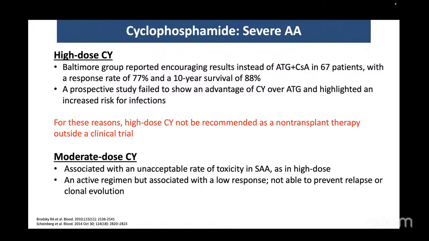Cyclophosphamide in severe aplastic anemia. This was tried by the Baltimore group, but this particular cyclophosphamide has had tremendous infective complications, and thus it is not accepted in practice by hematologists globally. Initially, they had reported some good results with ATG cyclosporin in 67 patients, with a response rate of 77% and a 10-year survival of whopping 88%. But when they added cyclophosphamide over ATG, they had a tremendously increased febrile neutropenia, and that's why it was not accepted as the therapy of choice outside of a clinical trial.